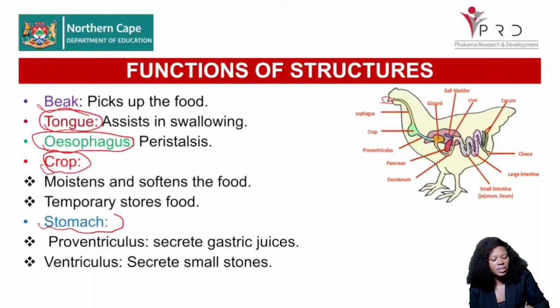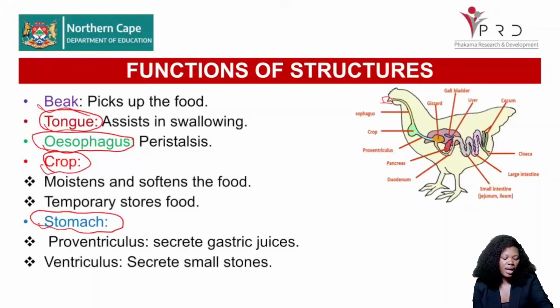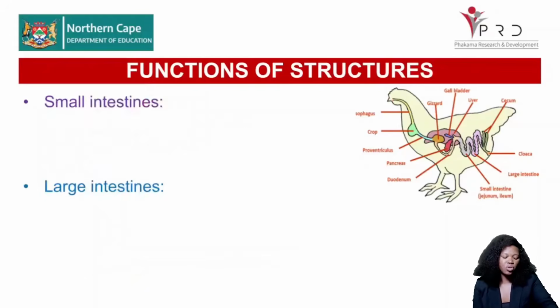Now let us move to the stomach of a fowl. Remember, we said the stomach is divided into two: the proventriculus, our true stomach, as well as the ventriculus. The proventriculus secretes gastric juices responsible for chemical digestion, and the ventriculus, also called the gizzard, holds the small stones that act as teeth. Remember, a fowl does not have teeth. So this is where the food particles are physically ground. This is where mastication takes place. This is where we are increasing the surface area for better digestion and absorption.